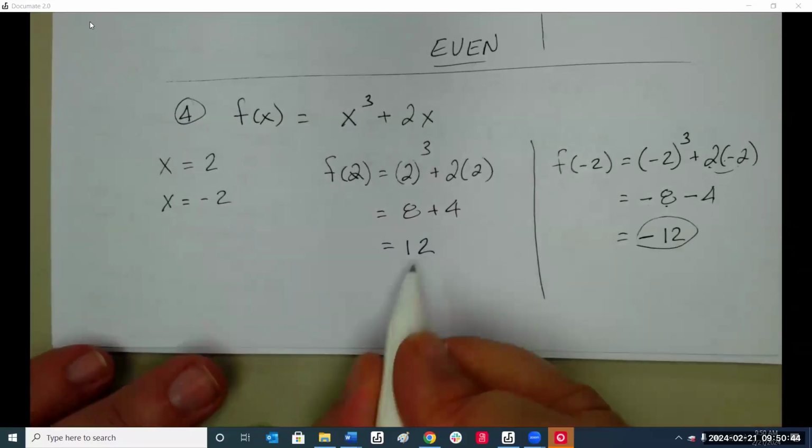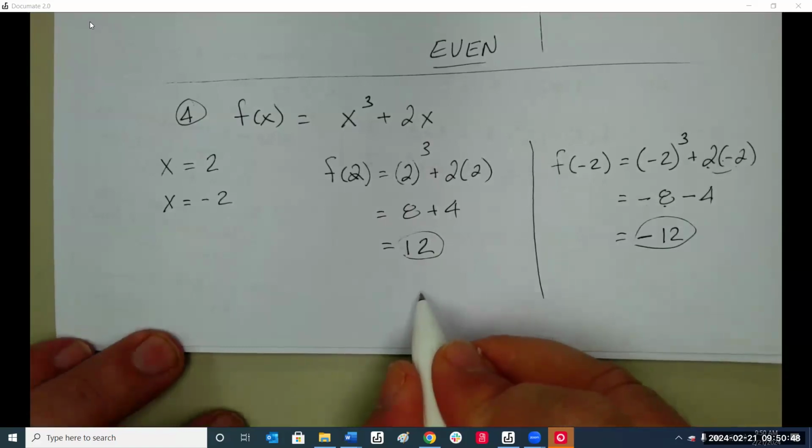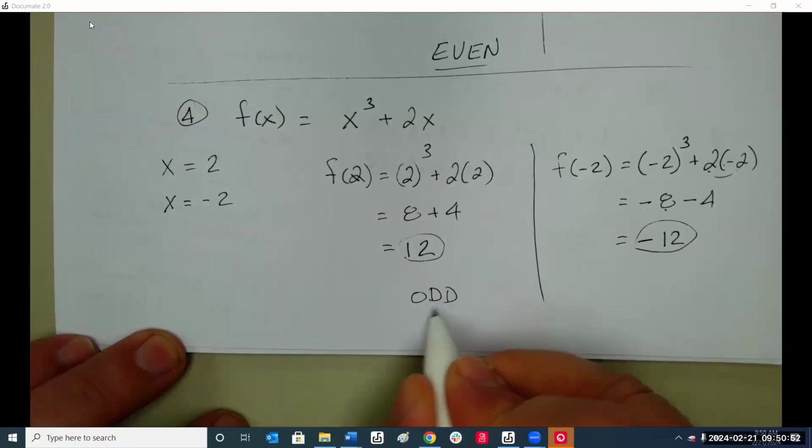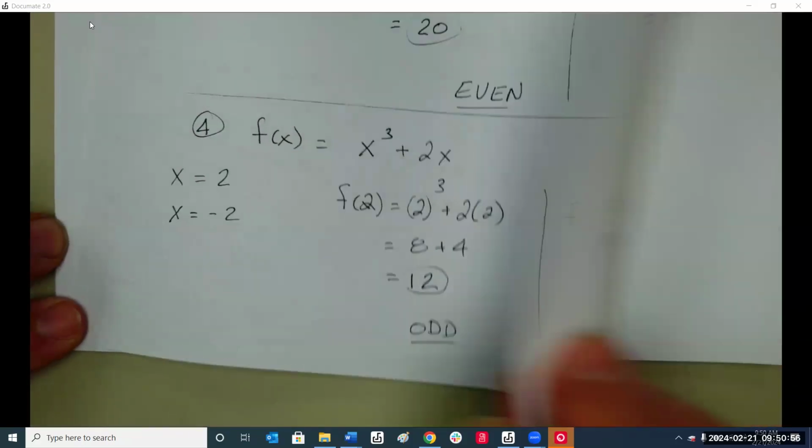So we have the same number, but different signs. What is that? Odd. Because you have the same number, different signs, it's odd. It's another one.